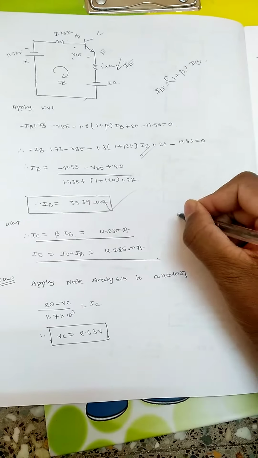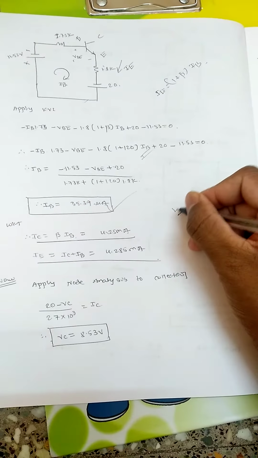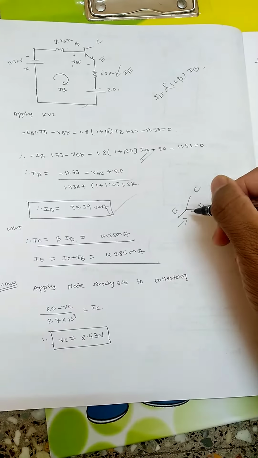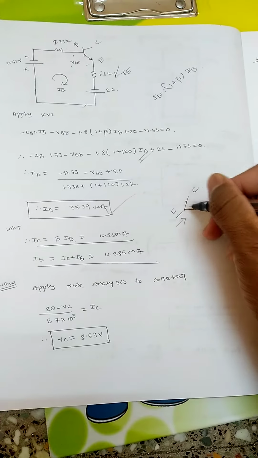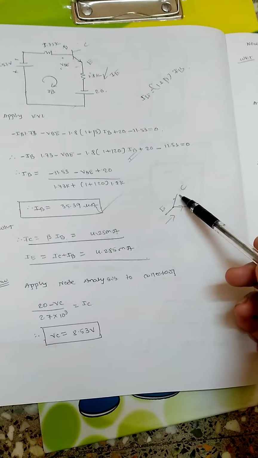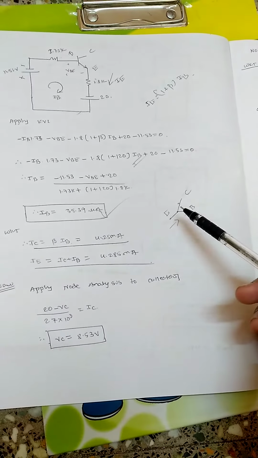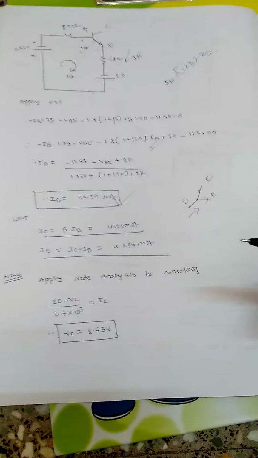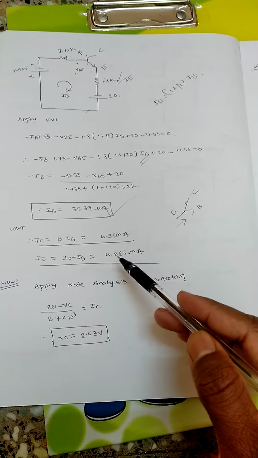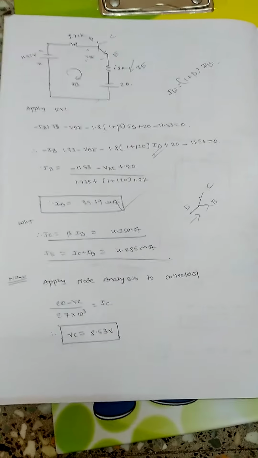So emitter current will be the sum of collector current and base current. Because we know that if this is the emitter, then this is base and this is collector, the current which is coming in will be equal to the sum of these two currents. So this is nothing but a BJT here. So the emitter current I have got as 4.285 milliamps.